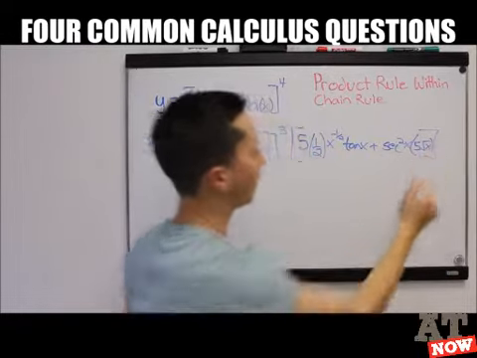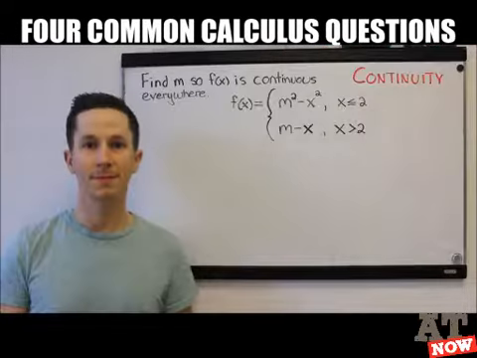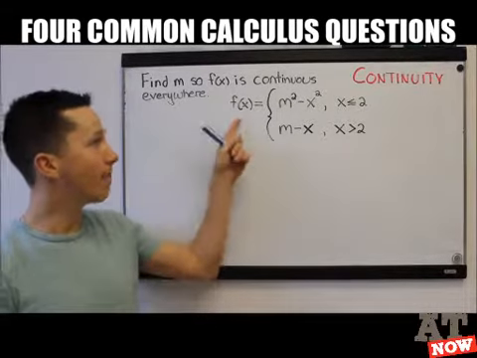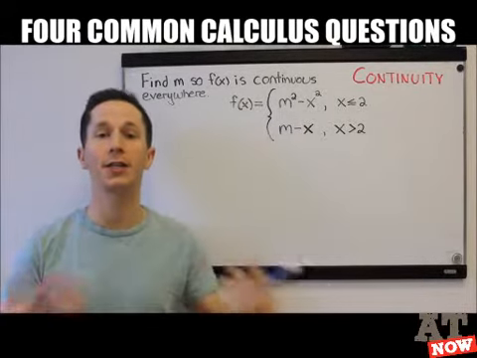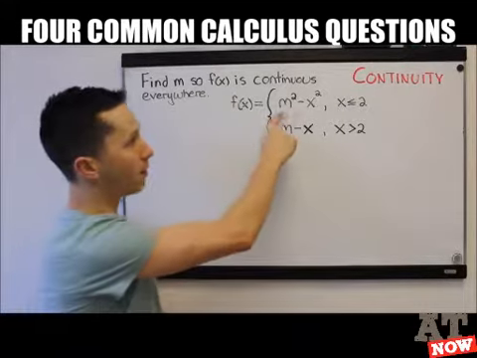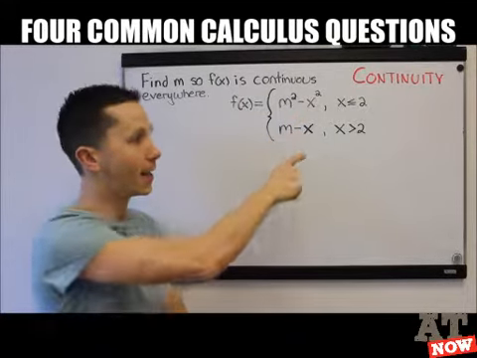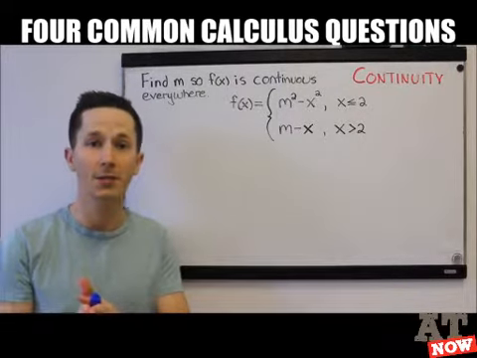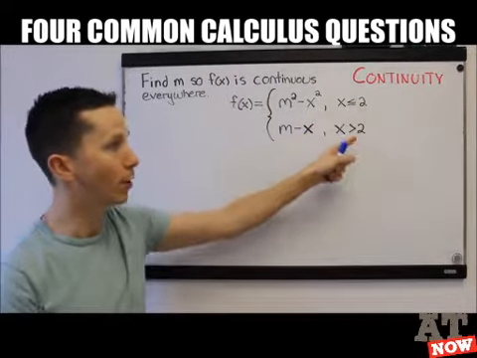Close the big bracket, and you're done. Here's a continuity question. We're asked to find m so that f of x, which is a piecewise function, is continuous everywhere. Notice that both the functions, a quadratic and a line, are continuous everywhere, so the only x value we need to test for continuity is the breaking point, which is 2.